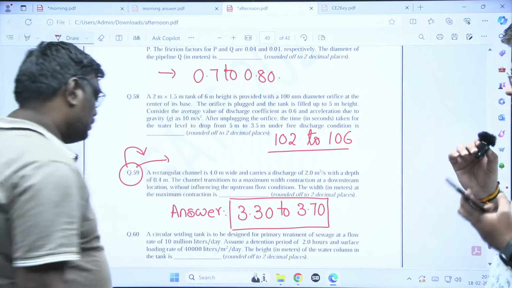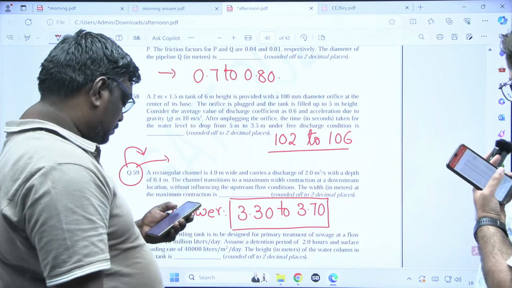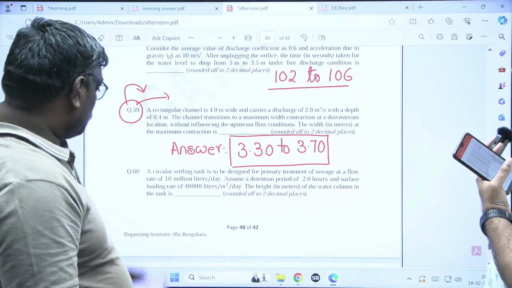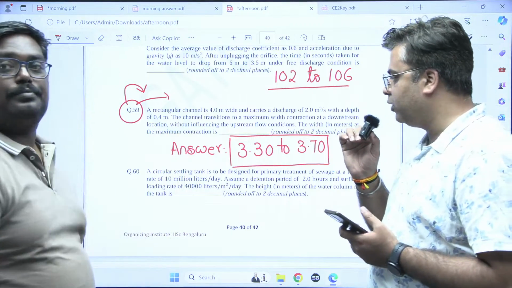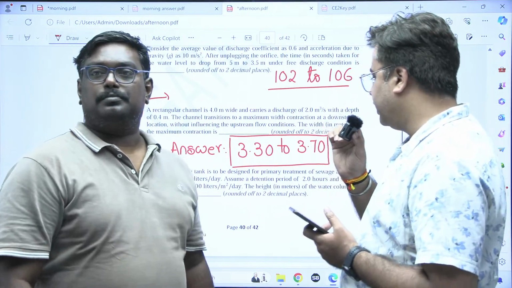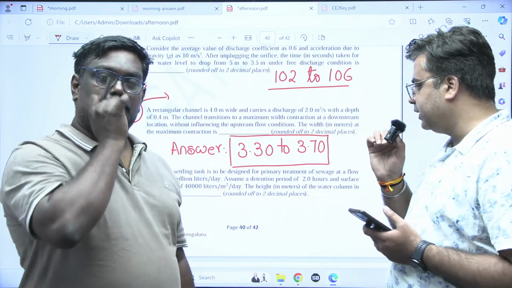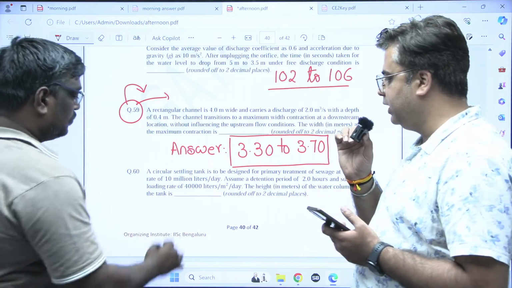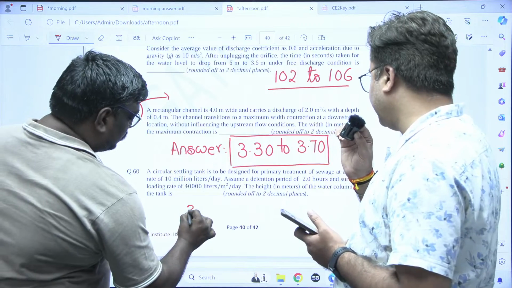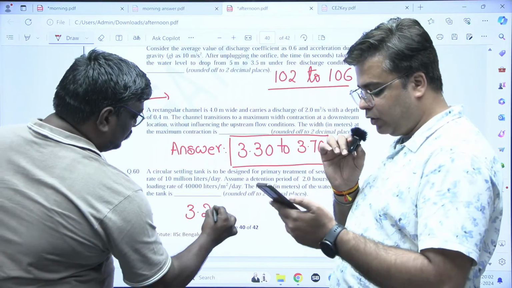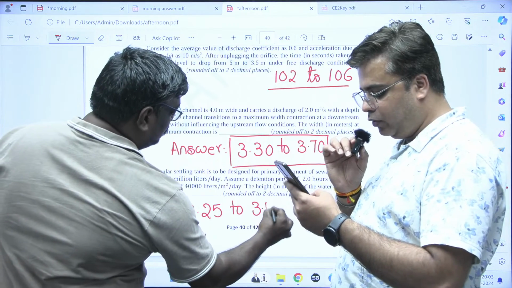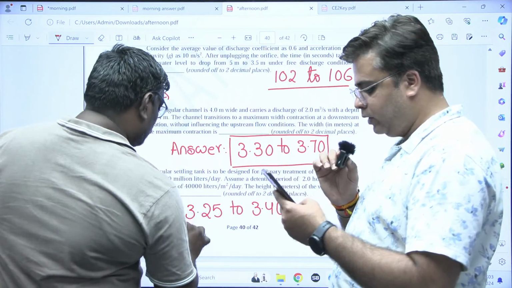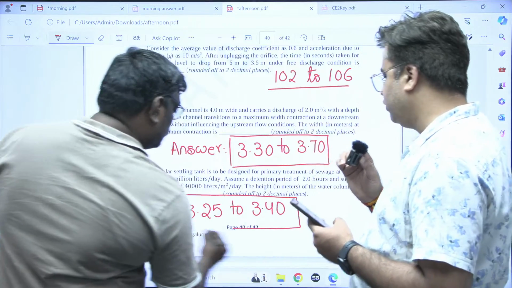Now next is your environment question, question number 60, which says that a circular settling tank is to be designed for the primary treatment of the sewage at a flow rate of 100 million liters per day. Assume a detention period of 2 hours and the surface loading rate of 40,000 liter per meter square per day. The height of the water column in the tank is. For this question 60, they have given the range of 3.25 to 3.4.